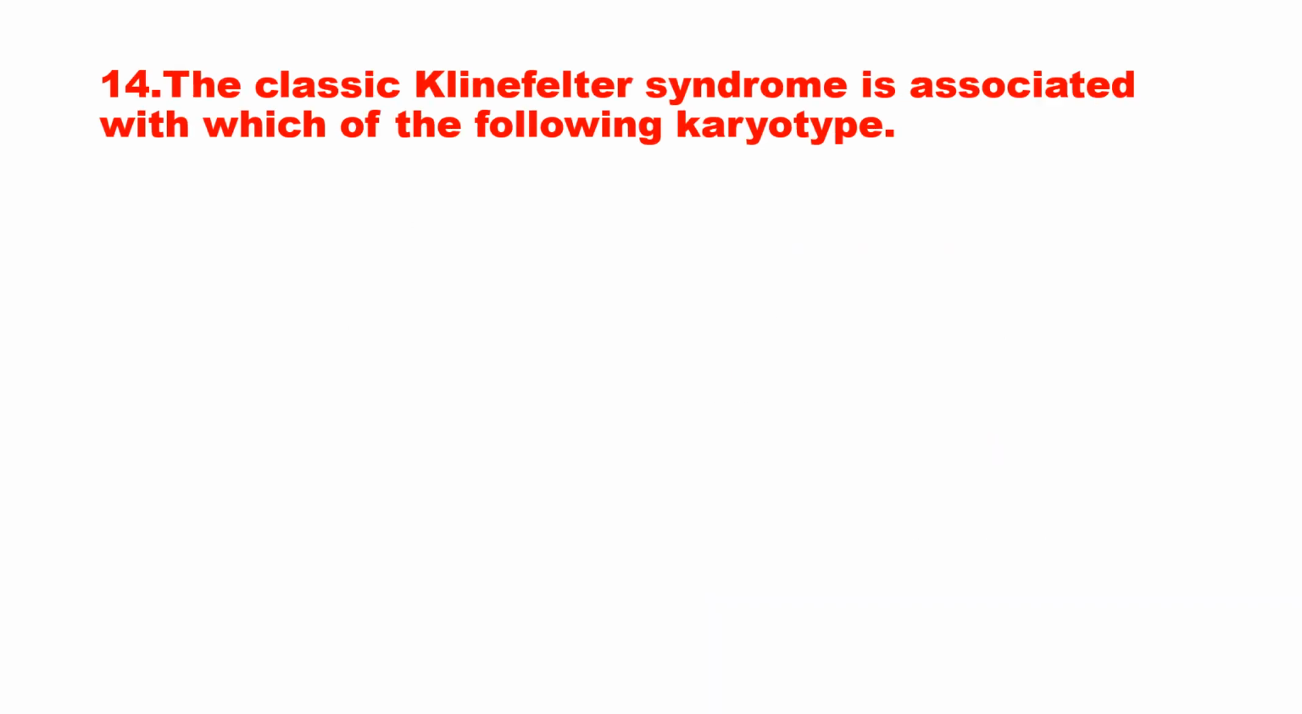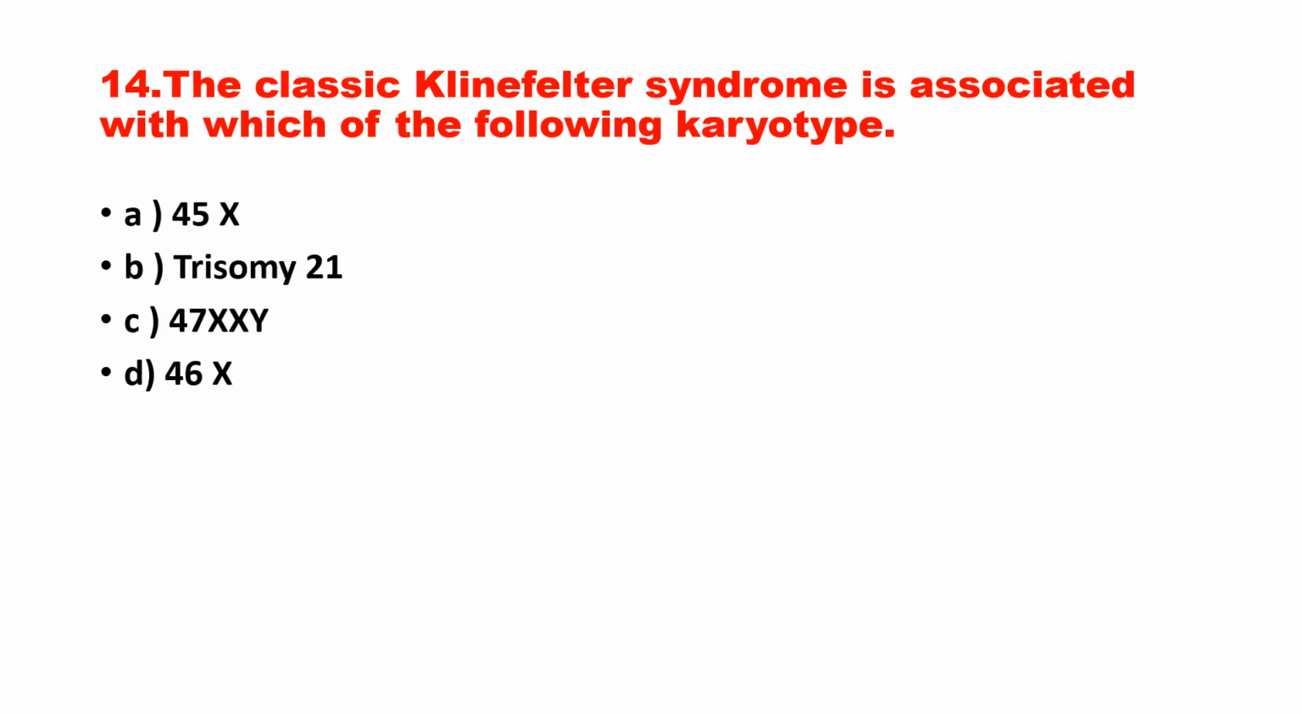The classic Klinefelter syndrome is associated with which of the following karyotypes? A. 45X, B. Trisomy 21, C. 47XXY, D. 46X. What is the correct answer? The correct answer is C. 47XXY.